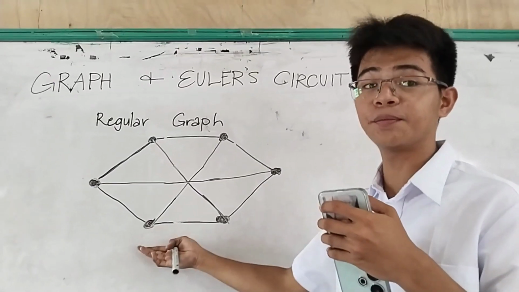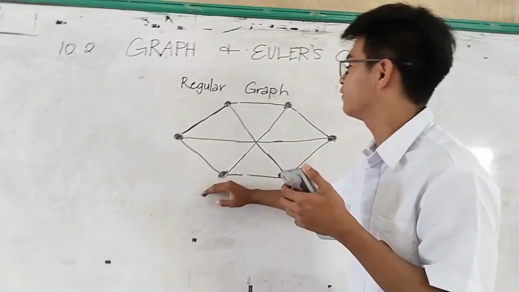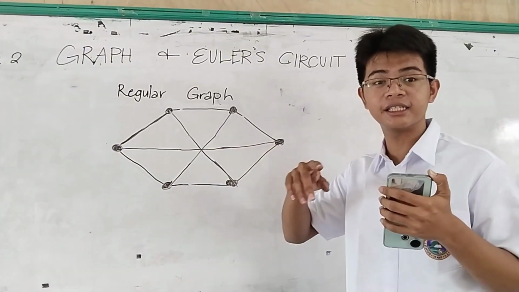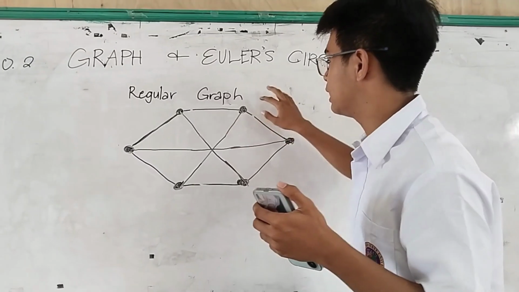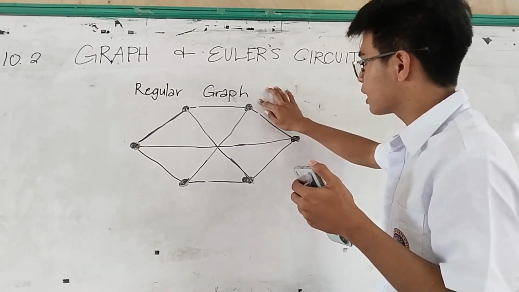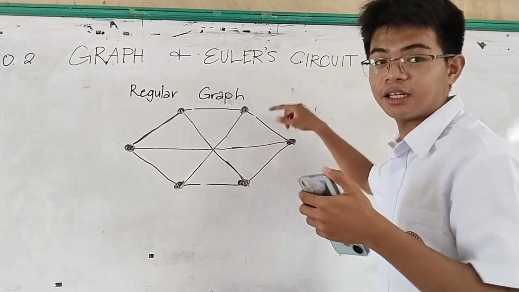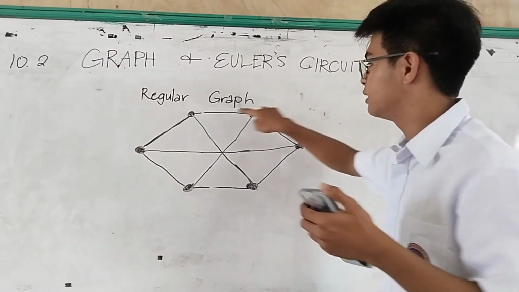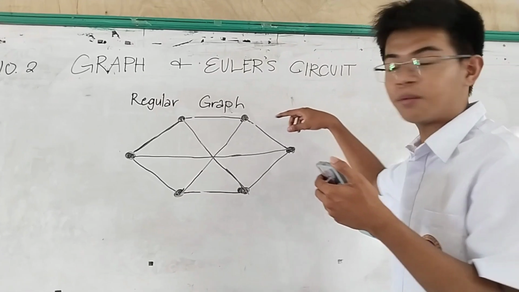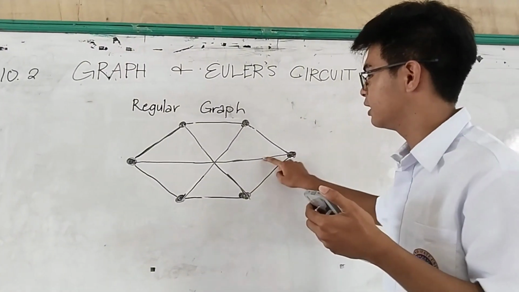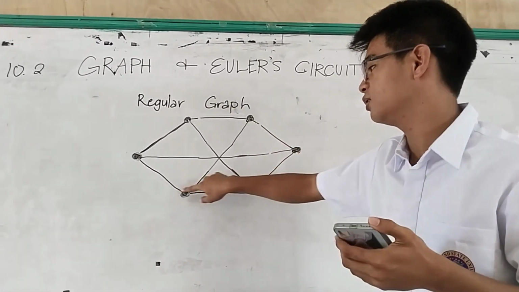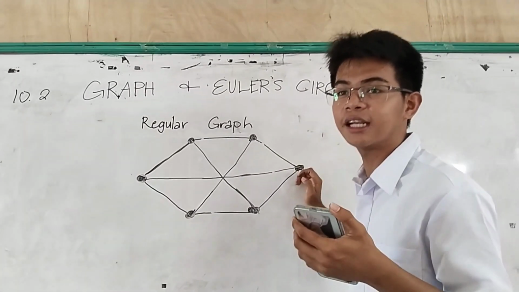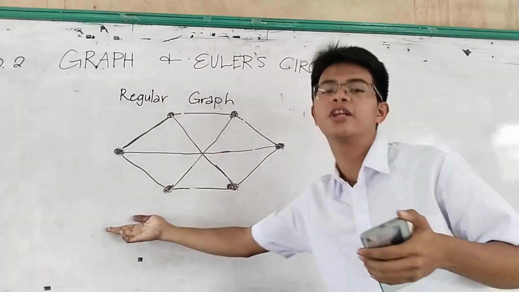So, this graph is an example of a regular graph. As mentioned in the definition, a regular graph has the same degree in all vertices. As you can see, each vertex is connected by edges to the other vertices. One, two, three. And let's check the others too: one, two, three. One, two, three. As you can see, they all have equal degrees, so it is called a regular graph.